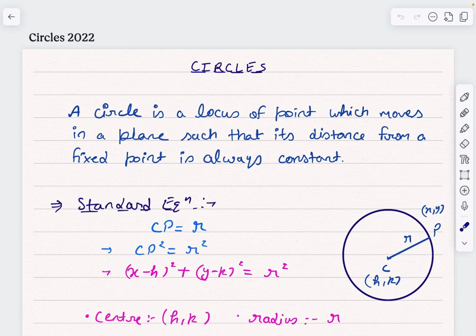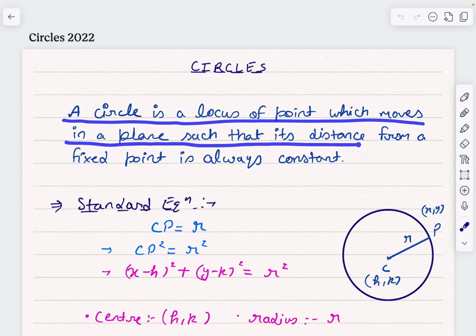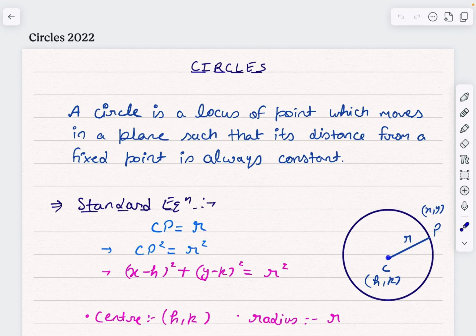So first of all, what is a circle? A circle is a locus of a point which moves in a plane such that its distance from a fixed point is always constant. Let us see this. C is a fixed point here, and P is a point such that its distance from C should always be R. If you see, P will trace this path in the plane, and this is called a circle. And on every point on this circle, you will see the distance from C will always be R. Okay, so this is the definition of a circle.